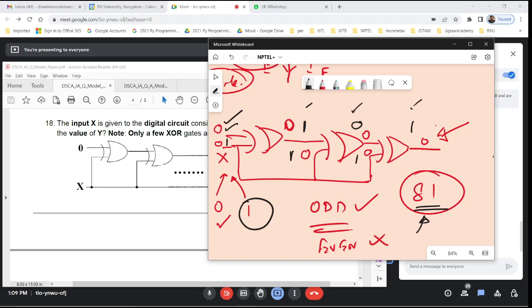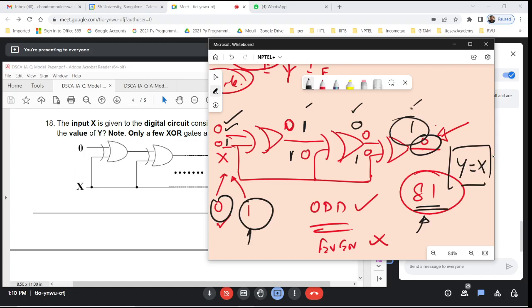Then whatever is the value of x I give, if I give a 0, x is 0, I get 0. If I give a 1, I get 1. So the output value y is equal to x if I have an odd number of XOR gates.